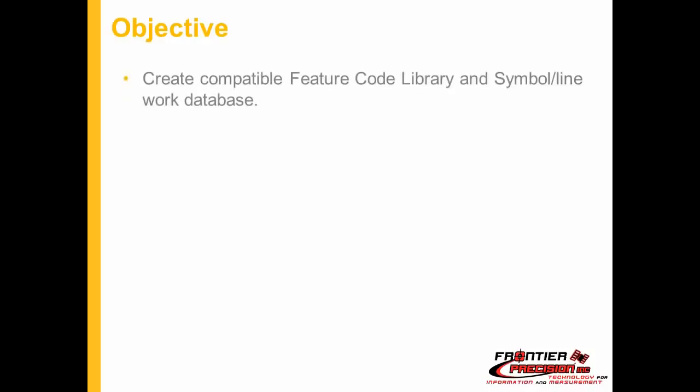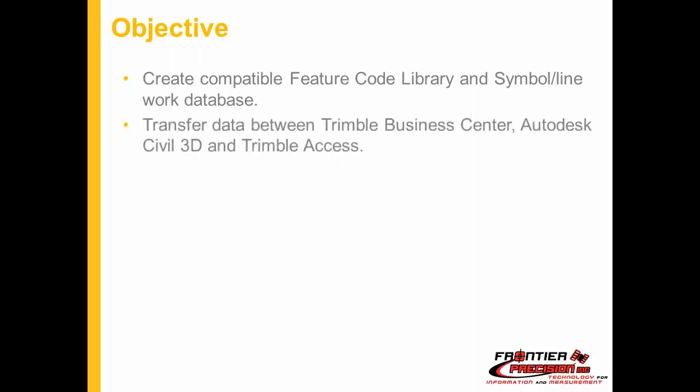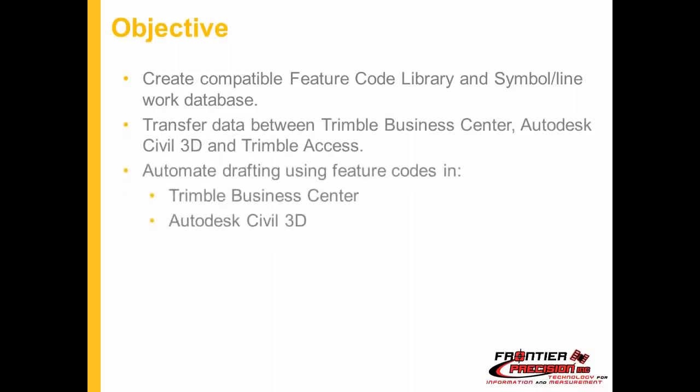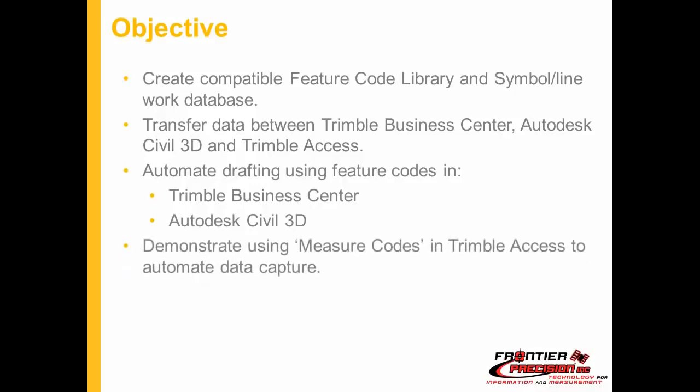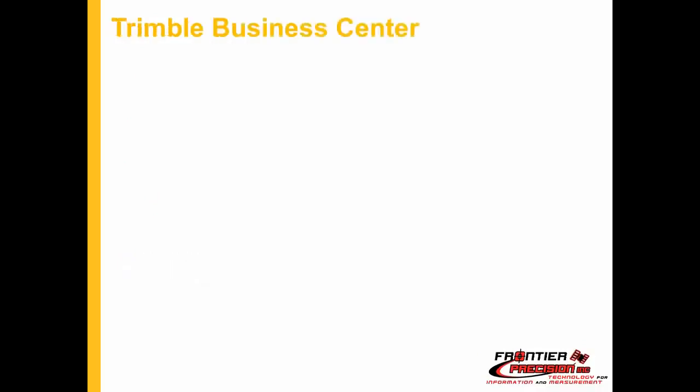We will create a compatible feature code library and symbol line work database. This will mean that your symbols and line work will draw the same in Autodesk Civil 3D and Trimble Business Centre. We will transfer data between Trimble Business Centre, Autodesk Civil 3D and Trimble Access. We'll automate drafting using feature codes in Trimble Business Centre, Autodesk Civil 3D. We'll demonstrate using measure codes in Trimble Access to automate data capture.